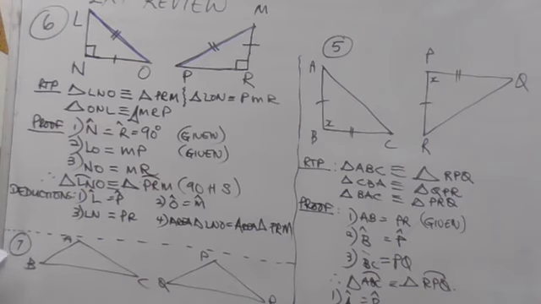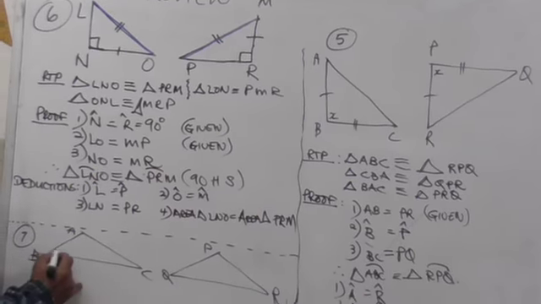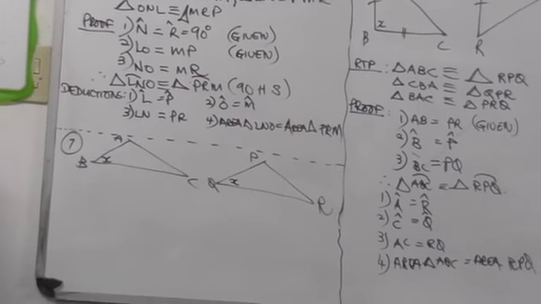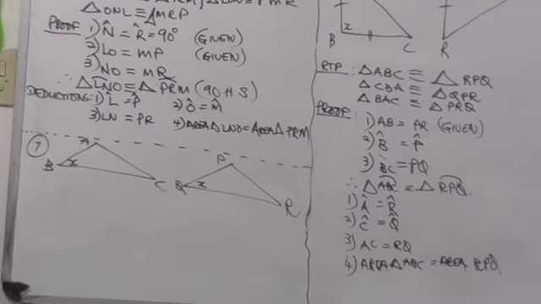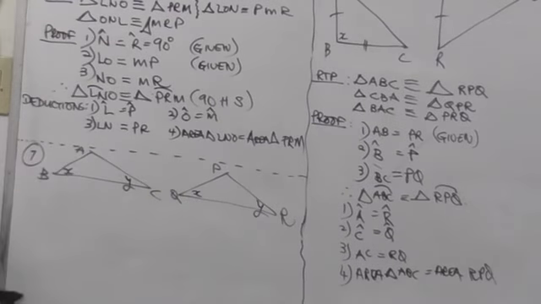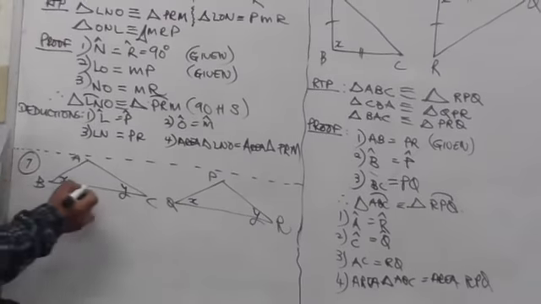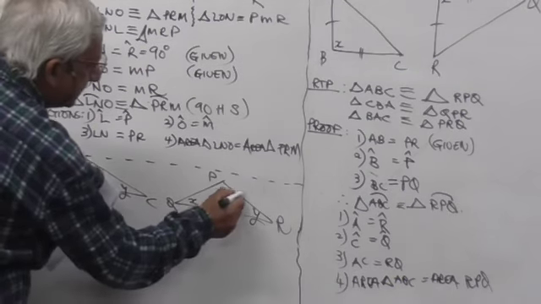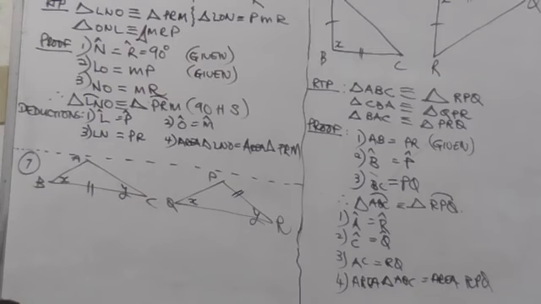Right, we look at number 7 now. In 7 you are told that B is equal to Q. So you mark them. You are told that C is equal to R. And then you are told BC is equal to PR. Right, now this is a tricky one, so you've got to be careful. If you look carefully, you've got two angles and a side.